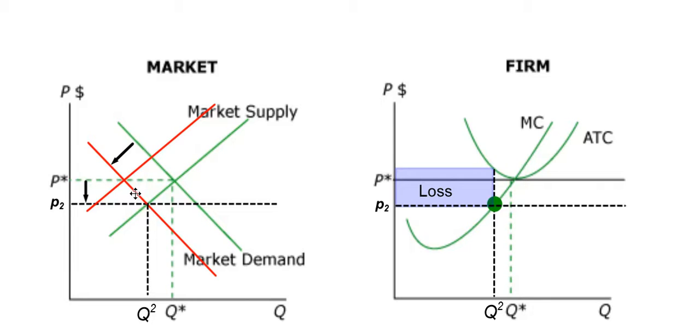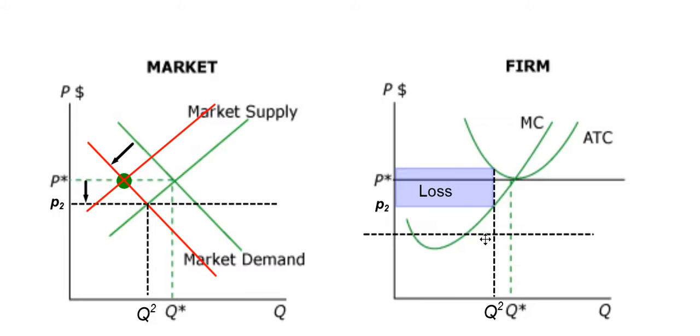And eventually, enough firms are going to drop out where we end up back at the original price. And so for the market, you're going to end up with less quantity produced overall at the original equilibrium price. So you're going to end up at this point right here, with a lower quantity in the market, but at the same price that we started with.